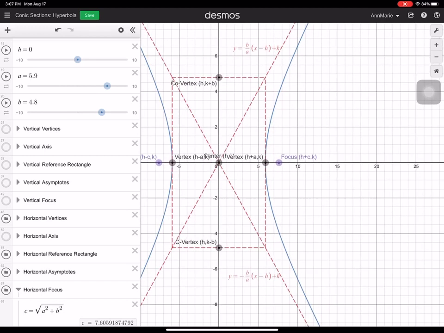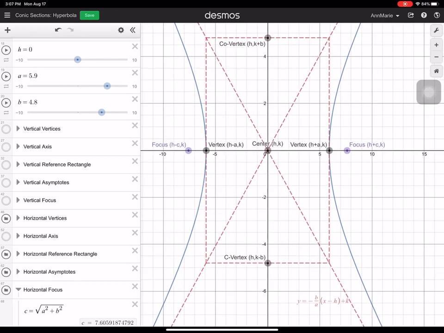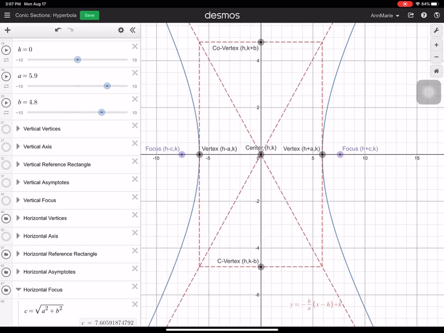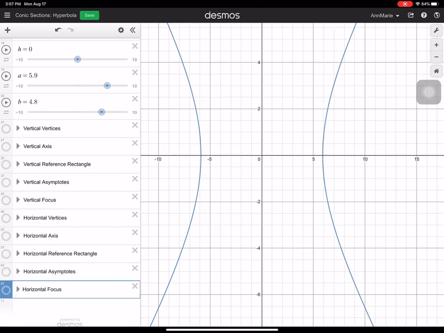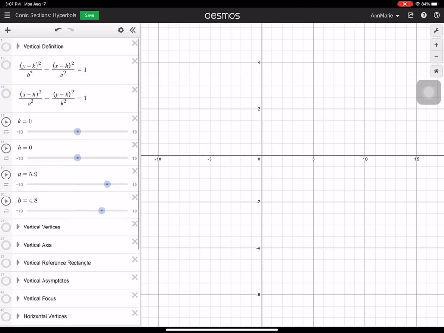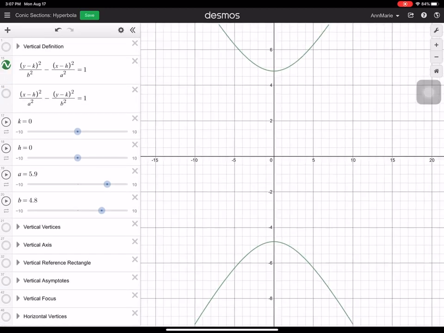So now you know about the reference rectangle, the equations of the asymptote lines, the focus points, the vertices, and the covertices, for horizontal hyperbolas. All of these same things are present in vertical hyperbolas.